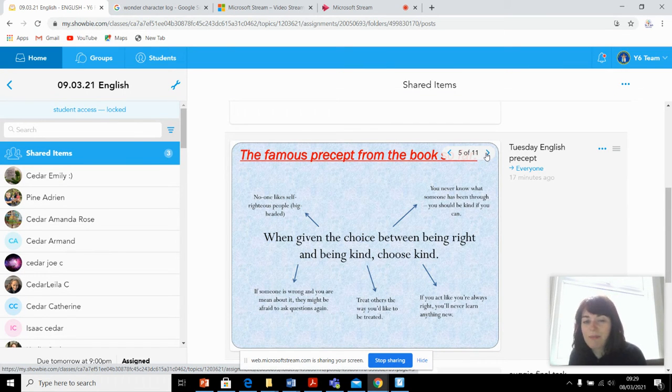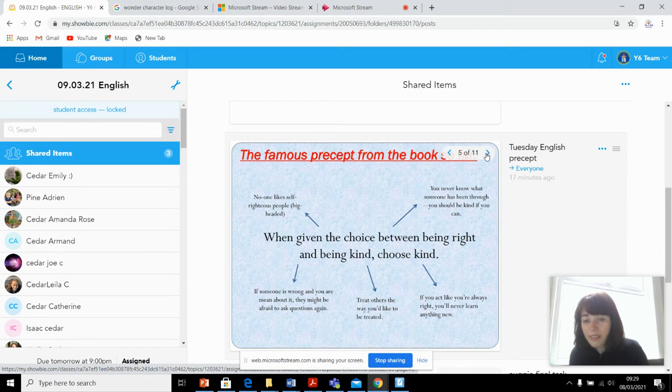So, what does that mean? Around it, I've put some ideas about what it means. You never know what someone has been through. You should be kind if you can. If someone is wrong and you are mean about it, they might be afraid to ask a question again. Treat others the way you'd like to be treated. If you act like you're always right, you'll never learn anything new. And no one likes big headedness, do they? So being kind can always be a good thing.